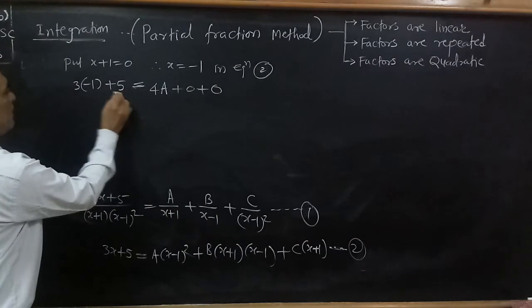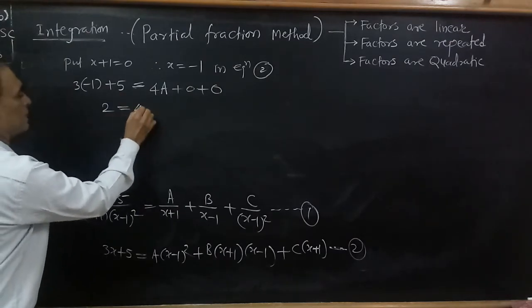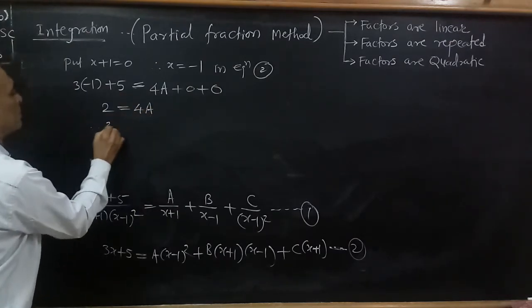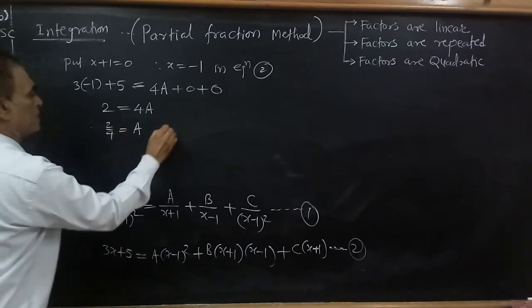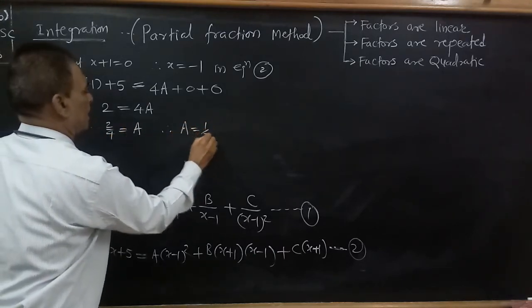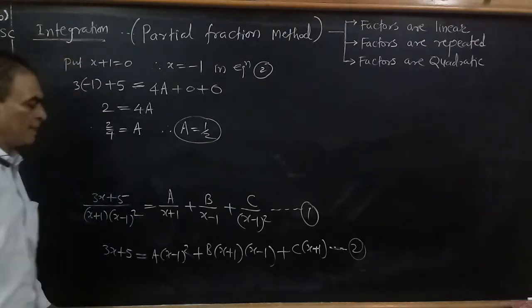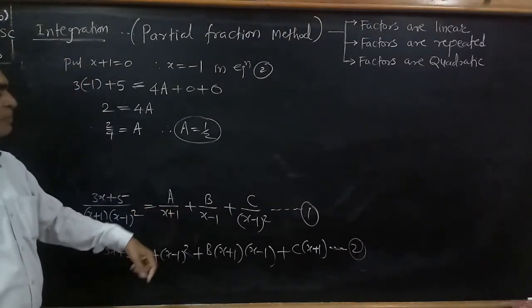I'll simplify the left hand side. 2 is equal to 4a. Therefore, 2 by 4 equal to a. Means a equal to 1 half. You will get one of the values. Isn't it? How to find other value?